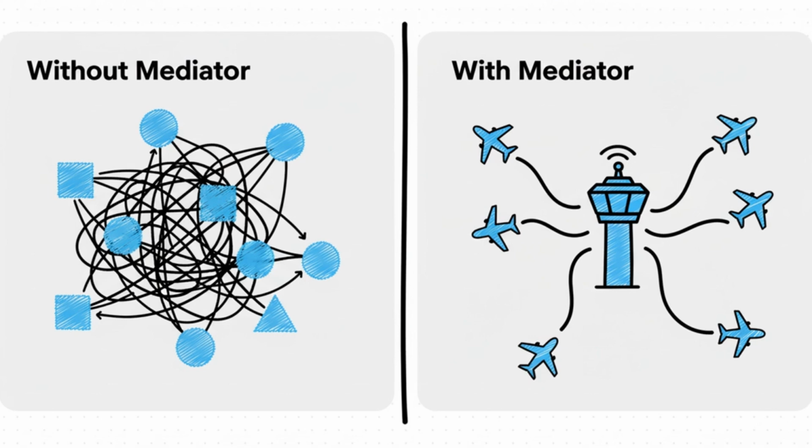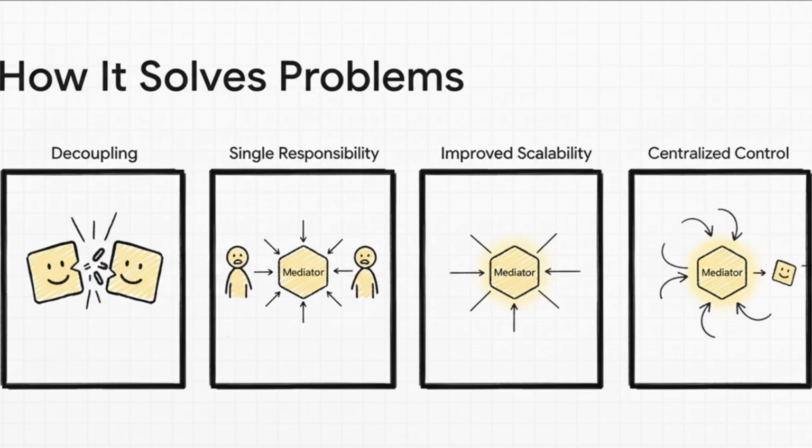On the left, you see the tangled, brittle, unscalable mess that we started with. And on the right, with the mediator in place, the system is now decoupled, flexible, centralized, and scalable. The difference is just night and day. It's a huge win. So how does it fix those four big headaches we talked about?